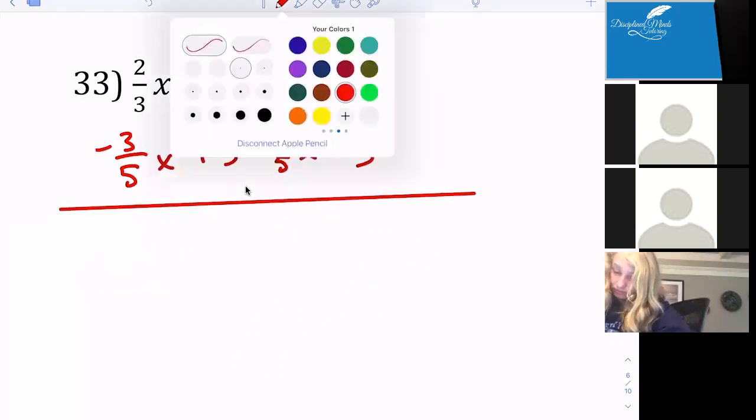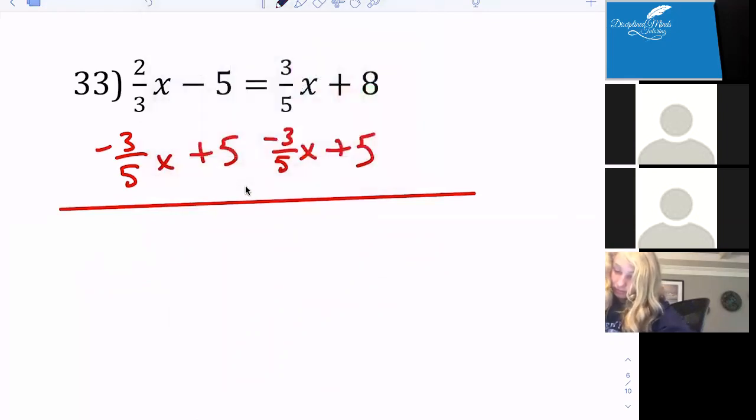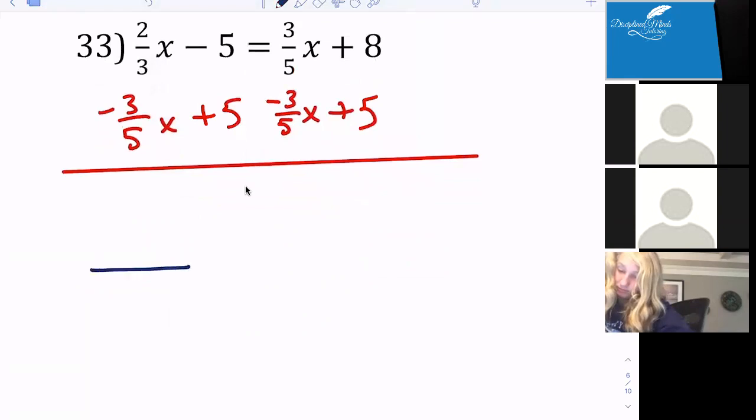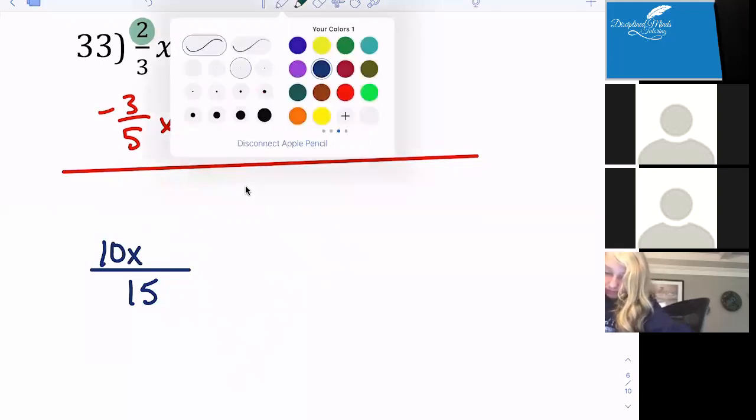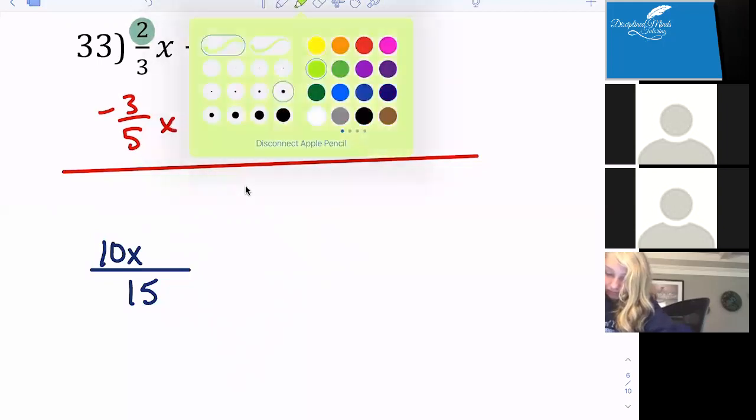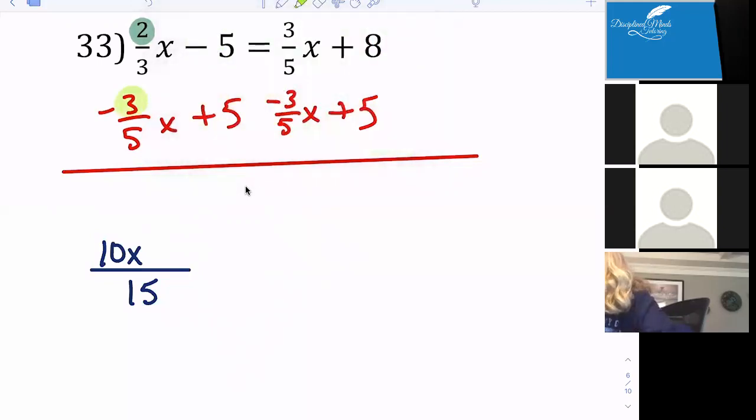All right, guys, here we go. Let's get this together now. What is the common denominator? 15. So the first fraction I need to multiply by what? 5. So that would become... good job. And then the second one, what do I need to multiply the second one by? 3, right? So that would be minus 9.